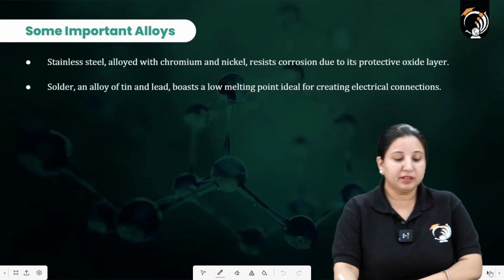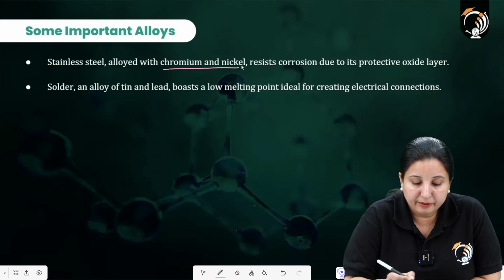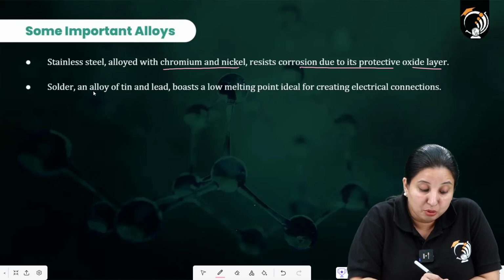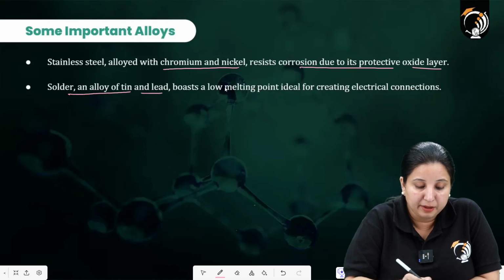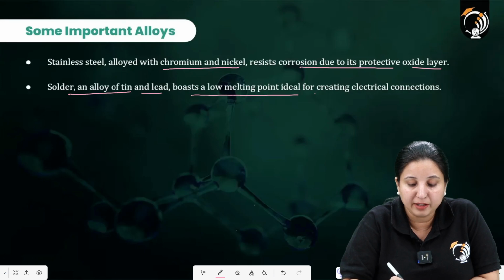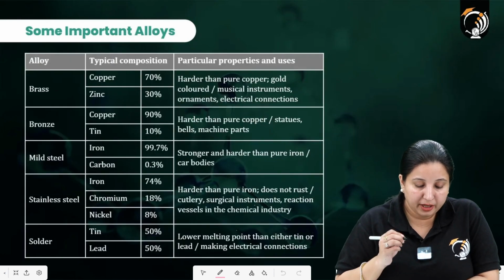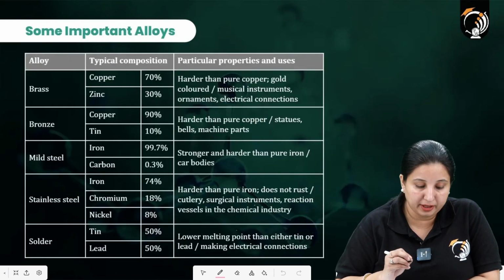Stainless steel, alloyed with chromium and nickel, resists corrosion due to its protective oxide layer. Solder, an alloy of tin and lead, boasts a low melting point, ideal for creating electrical connections. So here is a list of some important alloys.